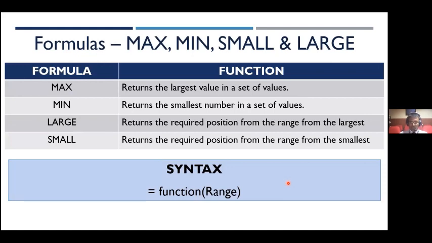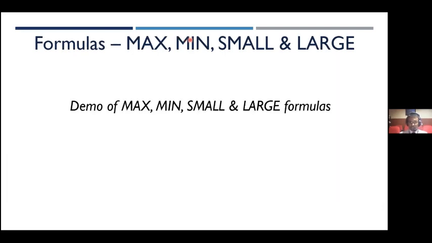Max we will use when we want to identify the largest value, the largest number in a series. Min formula is what we will use when you want to find out the smallest number in a series. Large and small we will be using to identify the largest or the smallest number at a certain position, maybe the second largest number, third largest number, second smallest number, third smallest number. So this is when we will use large and small. So let's look at the demonstration for this together.